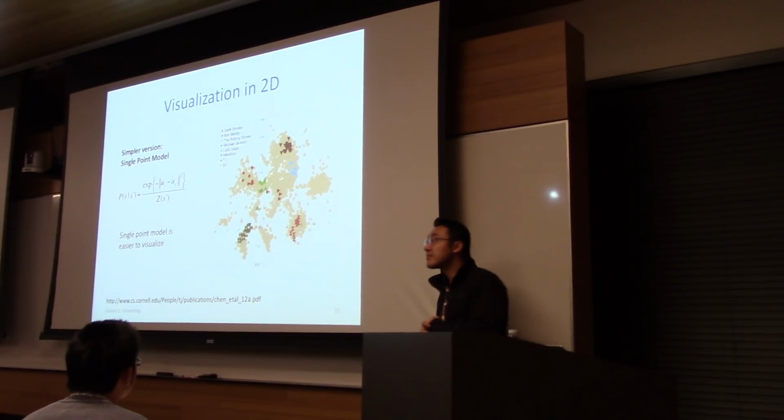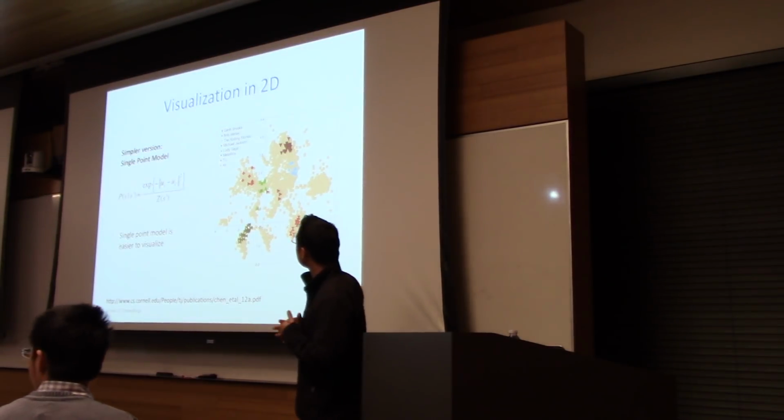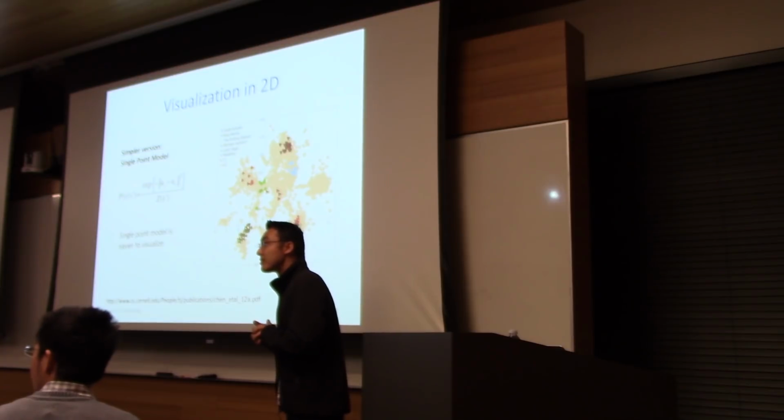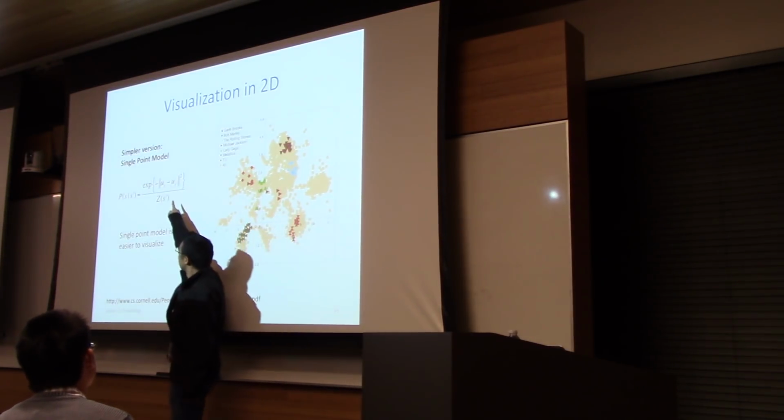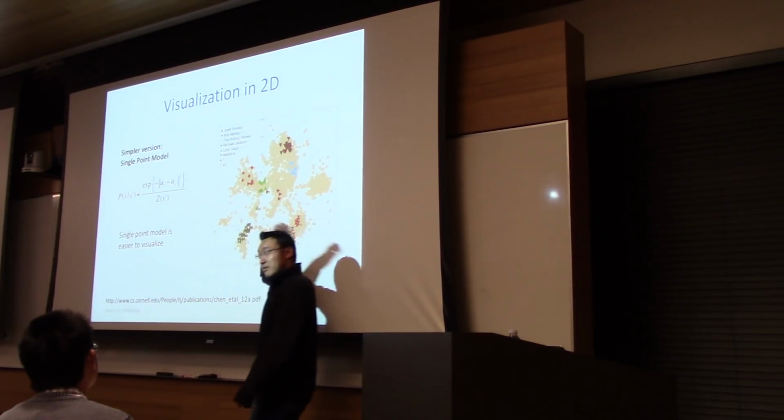Yes? So the graph is the probabilities, or what does it show? The U's. A two-dimensional projection of the U's.